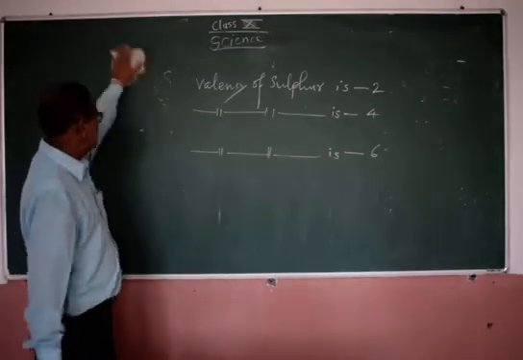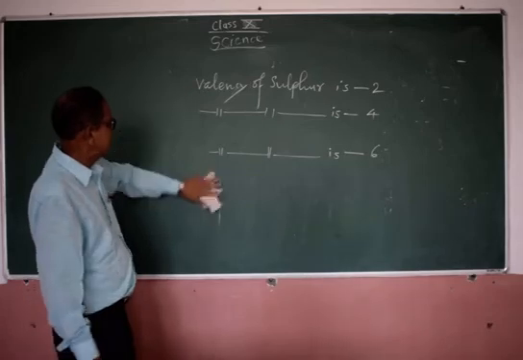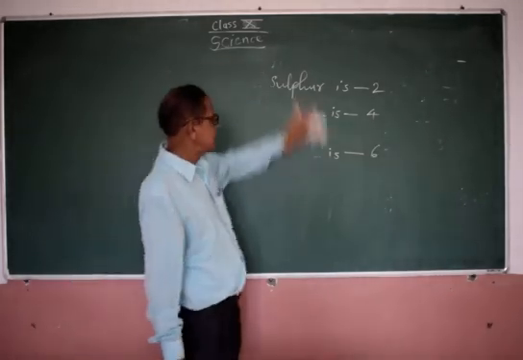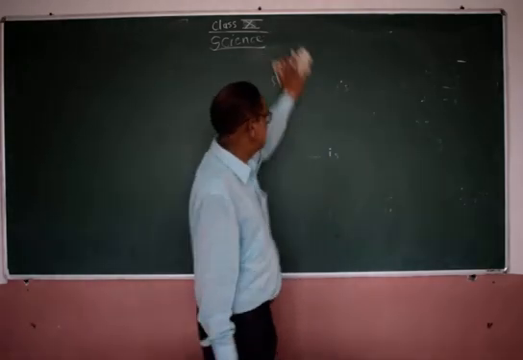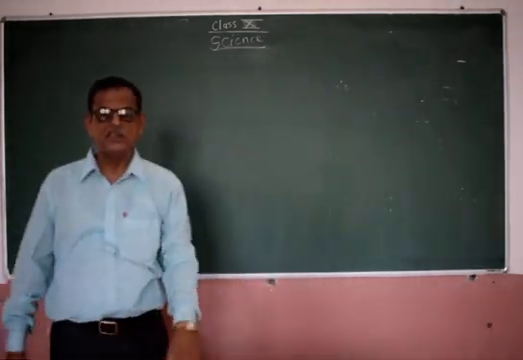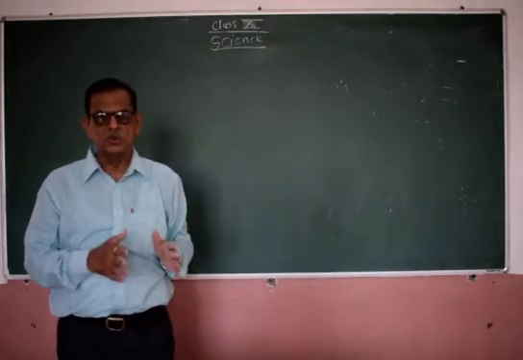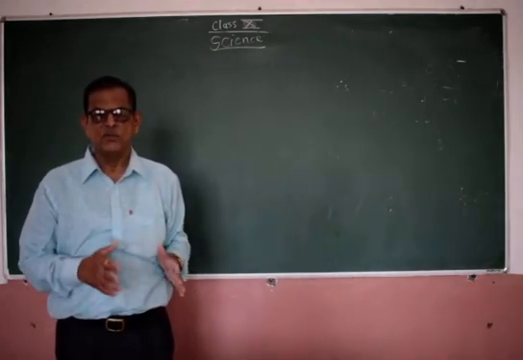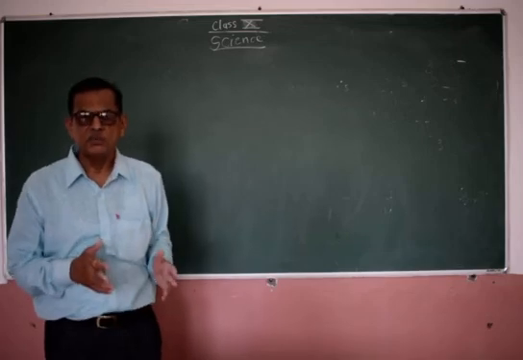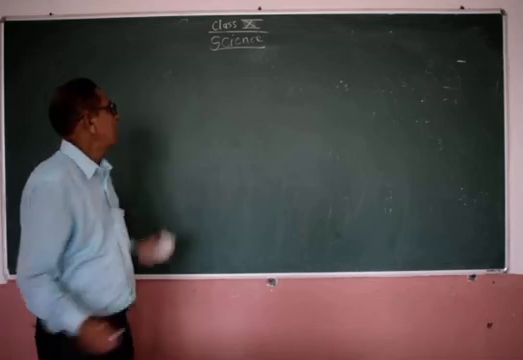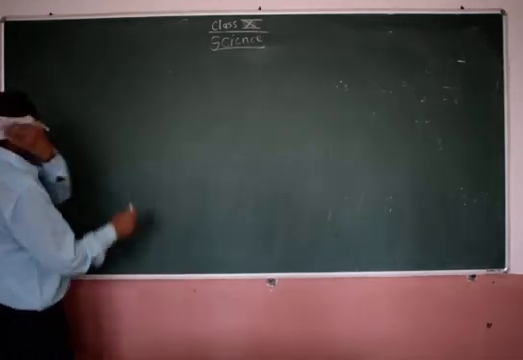Now, I have told you again here, the valency of an element is variable in various compounds. One and the same element shows different valency. In H2S, the valency of sulfur is 2. In SO2, the valency of sulfur is 4. In SO3, the valency of sulfur is 6. And see, again I give many examples.